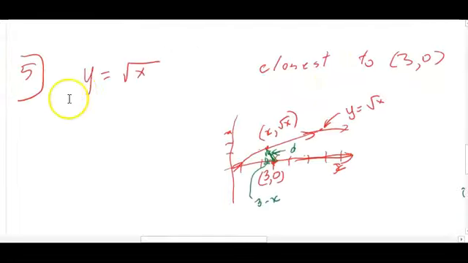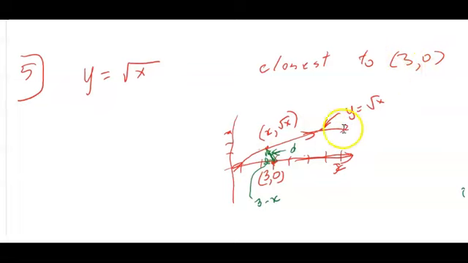Let us try to solve another problem. Find a point on the curve y is equal to radical x that is closest to the point (3, 0). In order to solve this problem, we might first want to sketch a graph of y is equal to radical x, and on that graph, identify the point (3, 0).